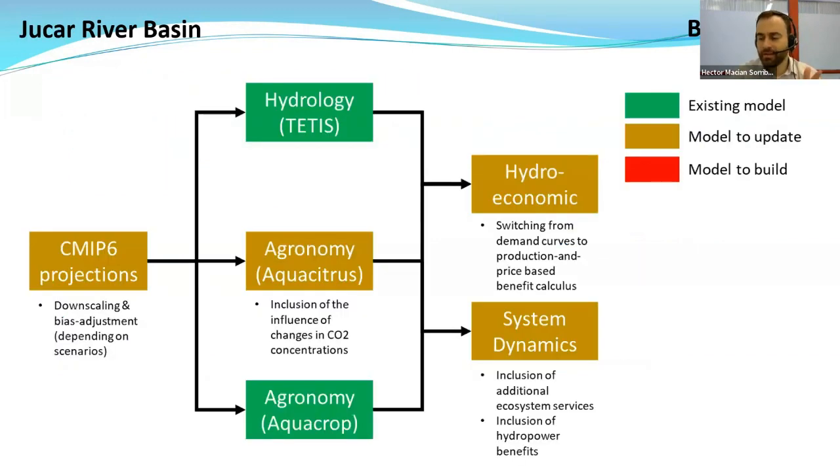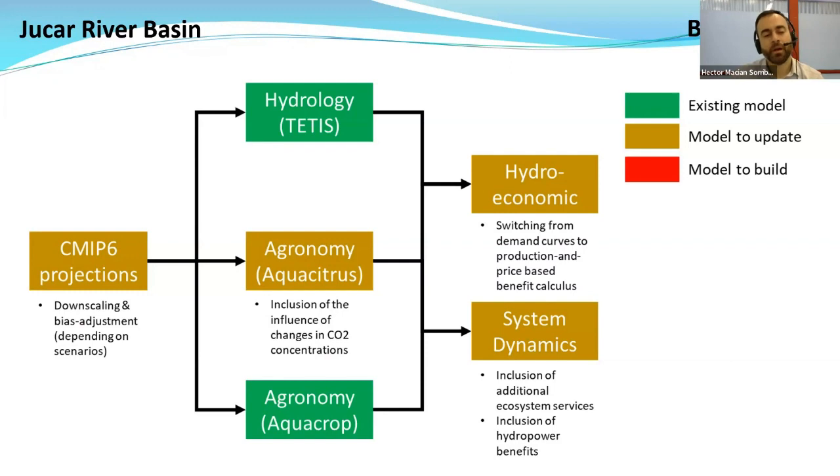In the case of the Júcar River Basin, the Reno was placed in Italy, the Júcar River Basin is placed in Spain. You can see here an overview of the modeling blueprint that is going to be implemented. There are models that are already existing. For example, we have a hydrological model, which is TETIS. With this model, we will obtain hydrological projections using SSP scenarios. We have some previous work done in these SSP scenarios, but the idea is to expand this work by implementing proper downscaling and bias adjustment technologies.